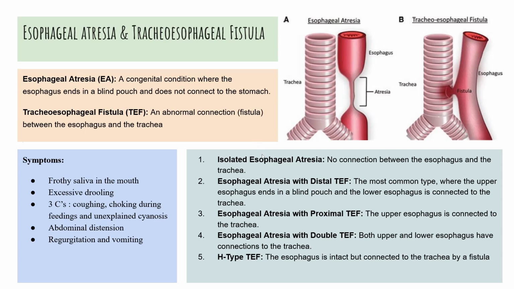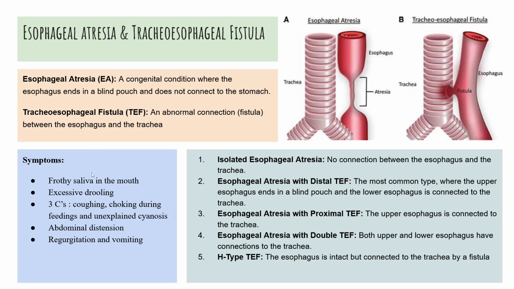There are a couple of types of this. First is isolated, where the esophagus is not connected to the stomach, but there is no connection between the trachea and esophagus. Then we have distal tracheoesophageal fistula, the most common type: the upper esophagus ends in a blind pouch, and the lower esophagus is connected to the trachea. In proximal, the connection occurs at the upper part. In double fistula, the connection occurs with both the upper and lower esophagus.